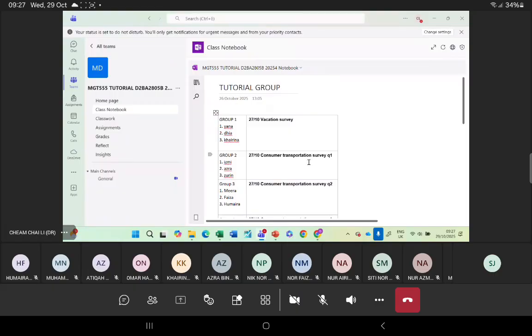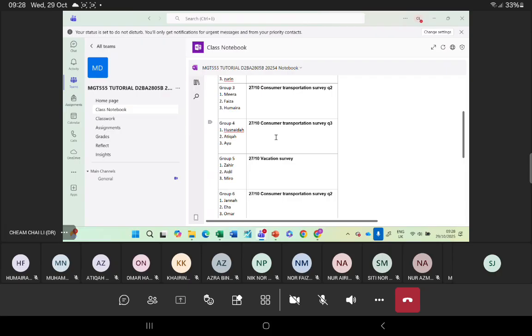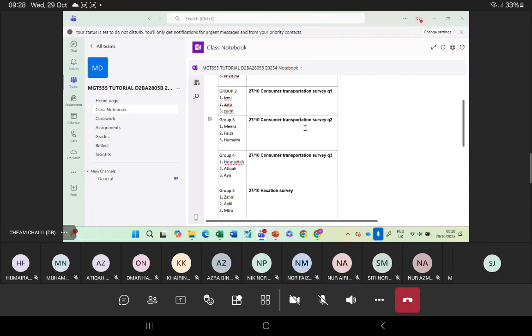Okay, kumpulan kedua, you buat consumer transportation survey question 1, right? Ismi, Azra, and Zuri. And kumpulan Jana, Eha, and Omar. Sorry, yang ni question number 2 already, yeah? Consumer transportation survey question 2. And then group 4, you buat consumer transportation survey question 3. Husnaida, Atika, and Ayu. Okay, question 2 for consumer transportation survey, Mira, Faiza, and Maera.